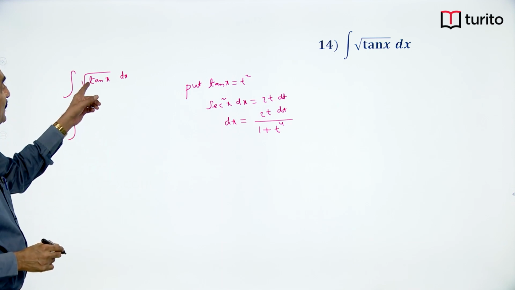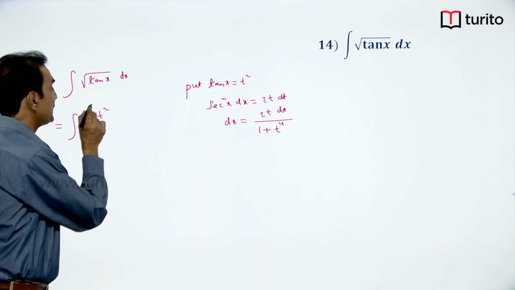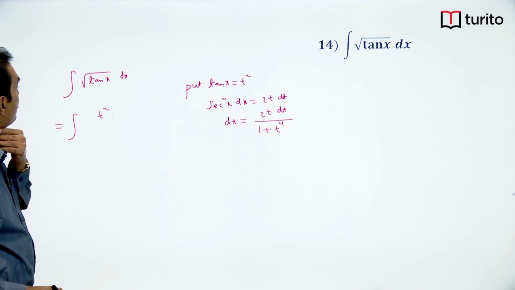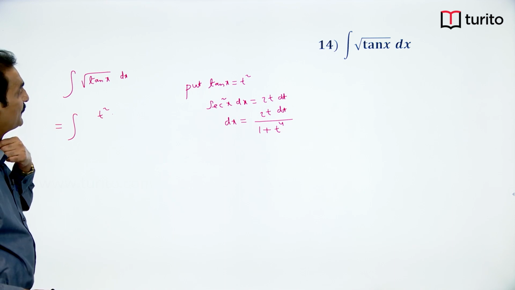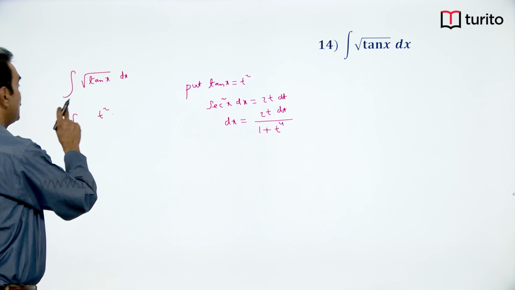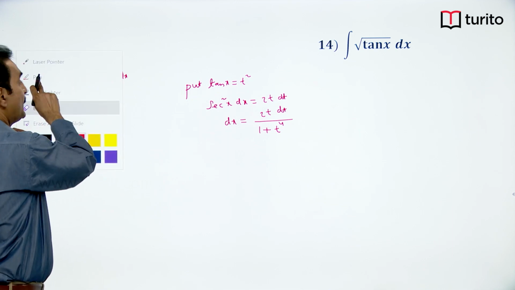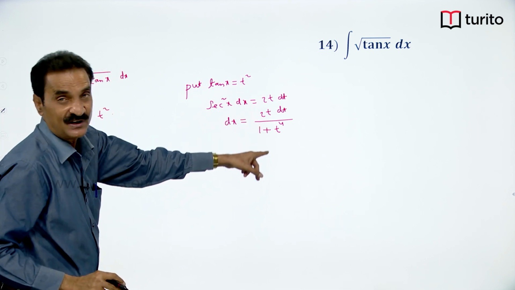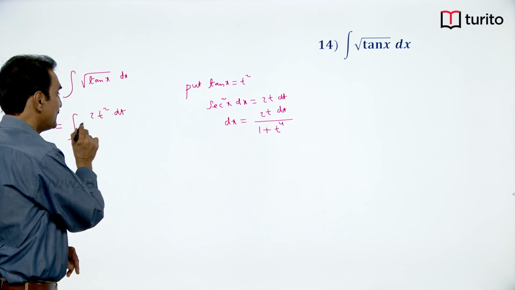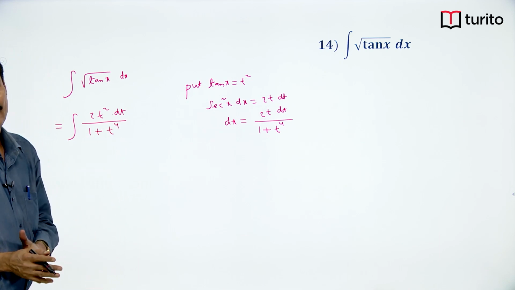Now, this will be integral root tan x is t. So, t into dx is 2t dt by 1 plus t power 4. So, we will get 2t square dt by 1 plus t power 4.